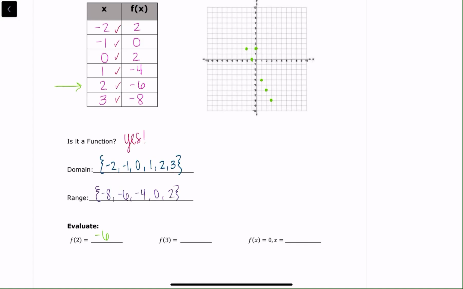Next, I'm going to look at f of 3. 3 is an x value, so I will look where my x value is 3, and it gives me negative 8.